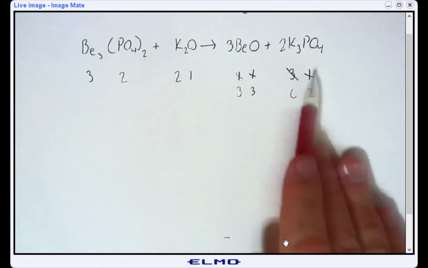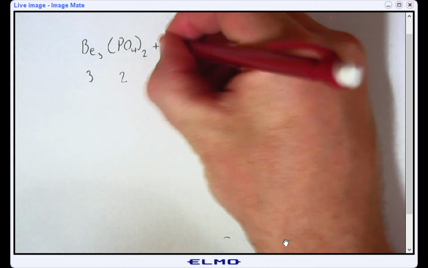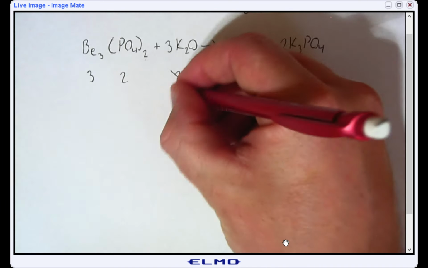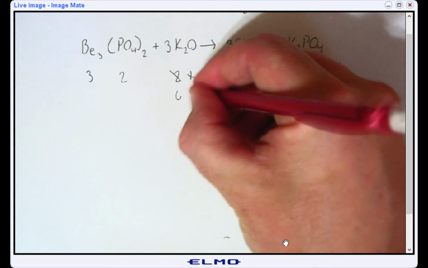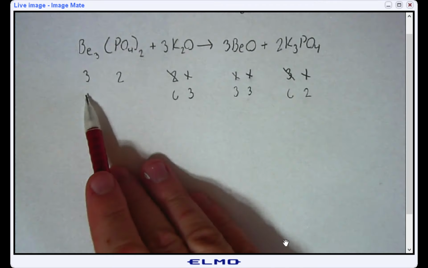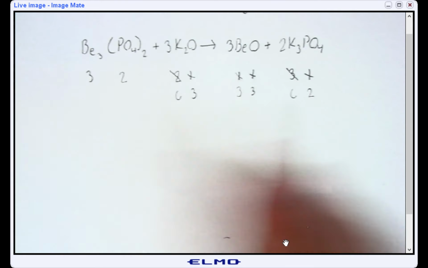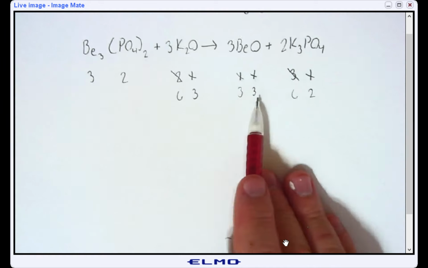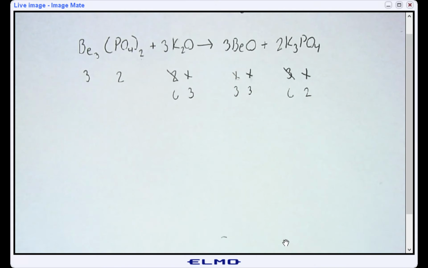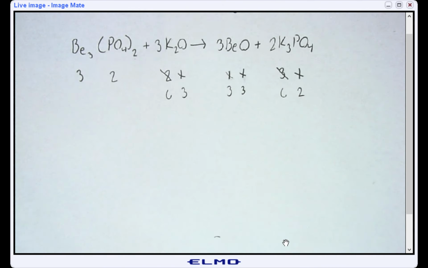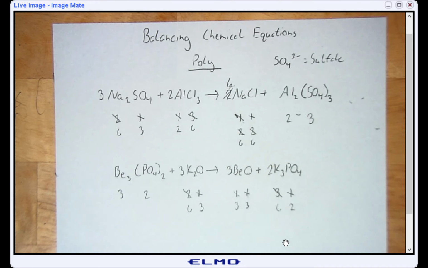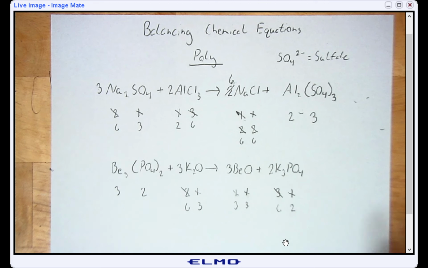So I don't have to mess with this one, but I need to put a 3 up here because 3 times 2 is 6, what we're trying to balance. So 3 times 2 is 6. 3 times 1 is 3. 3 beryllium, 3 beryllium, 2 phosphate, 2 phosphate, 6 potassium, 6 potassium, 3 oxygen, 3 oxygen, and we are good in the hood. This, again, is a balancing chemical equation using the polyatomic method. And again, the polyatomic method is a method used when there are polyatomic ions on both sides of the equation.